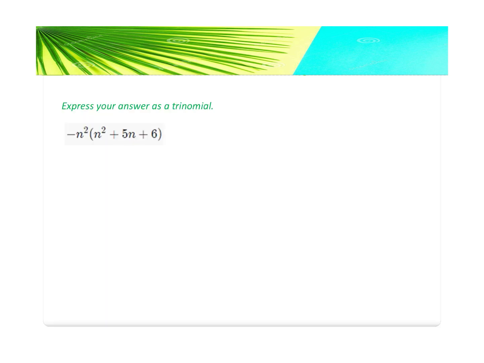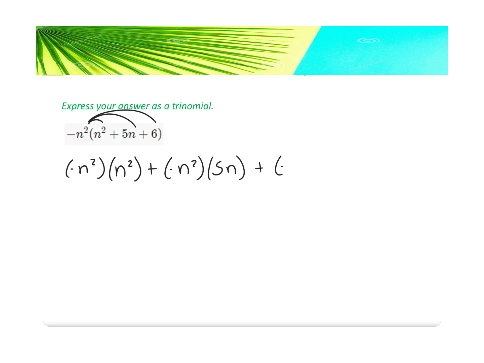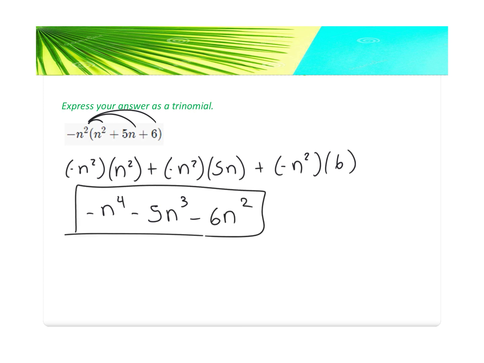So for this one, we're going to distribute the negative n squared to all of these terms. So we're going to get negative n squared times n squared plus negative n squared times 5n plus negative n squared times 6. So for this first one, using the exponent rule, negative n to the fourth. For this one, we're going to get negative 5n cubed. And for this last one, we're going to get negative 6n squared. This being your final answer.